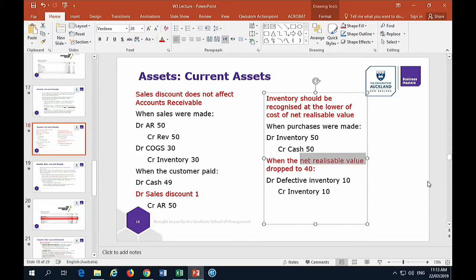Basically, when the net realizable value drops below the cost, according to the accounting standard, you can't just leave your inventory record as it is. You need to write down your inventory value because it has lost value, and you need to faithfully represent your accounting records by reducing the original recording. Is that clear?